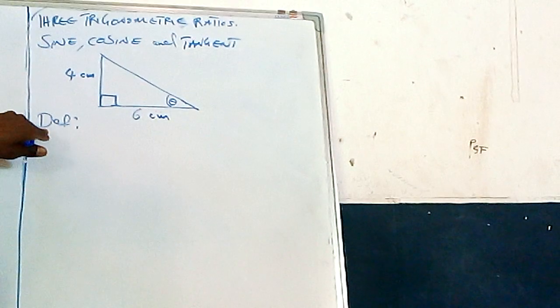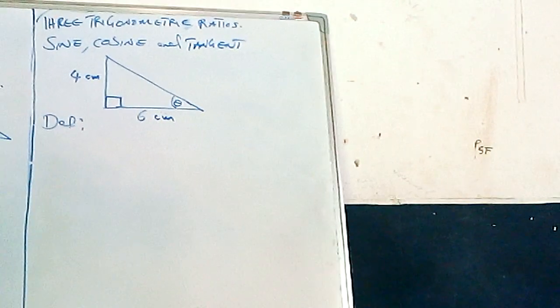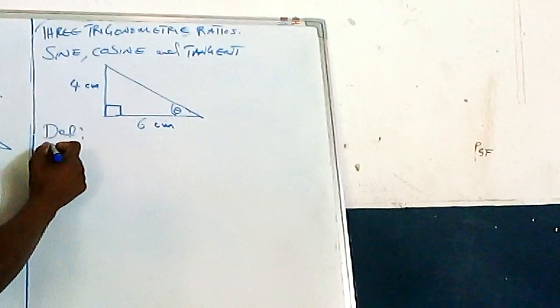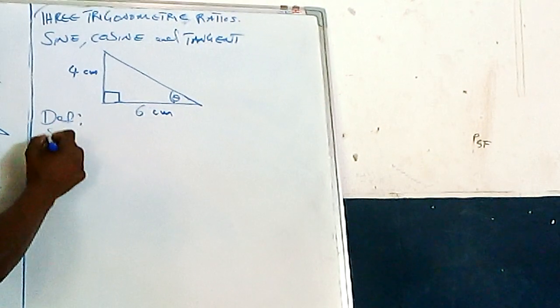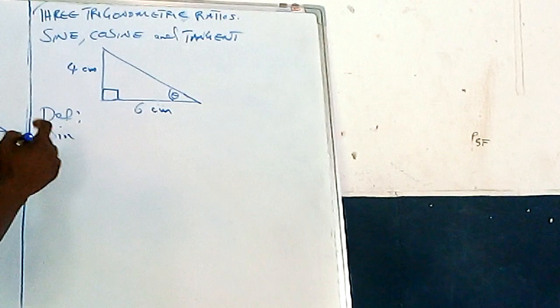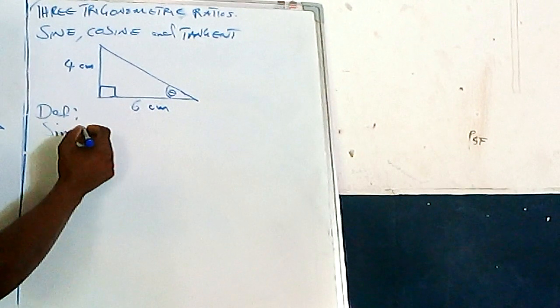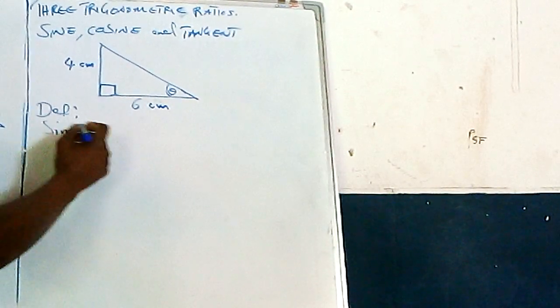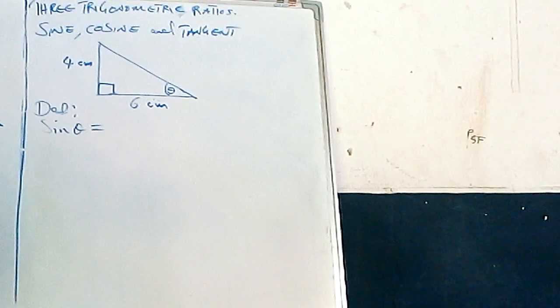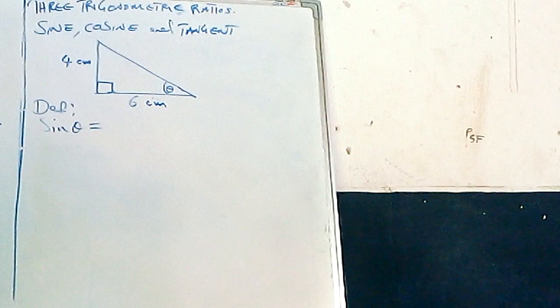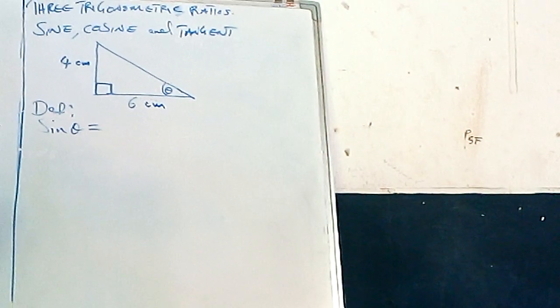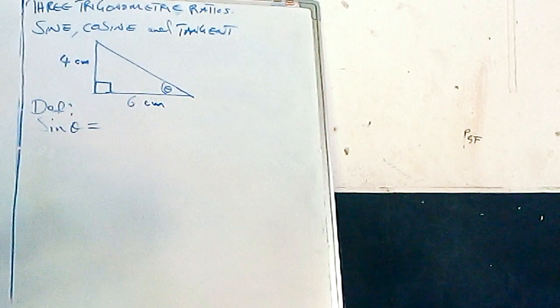Now we want to define what they are individually. So let's concentrate on the sine, abbreviated as sin, but pronounced as sine. This will be sine of angle theta. Take note. This one is equal to what? We need to define what this actually is. That's why I mentioned something like SOHCAHTOA. That's what you call a mnemonic.